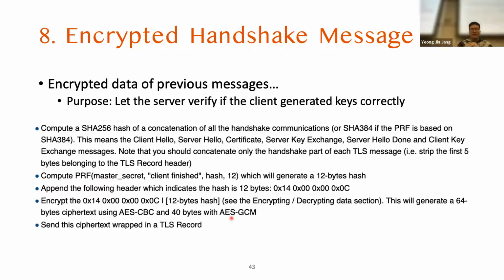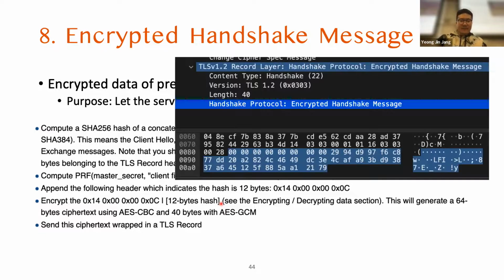And then the most important part is that after hashing, it will be encrypted with AES. So what the server will do is, after getting the encrypted handshake message number 8, it will decrypt it. And then suppose there's a decrypted value, they will recompute the same value and compare with it. That means our key is correct, right? So that's how the client can give proof to the server that we have the same key.